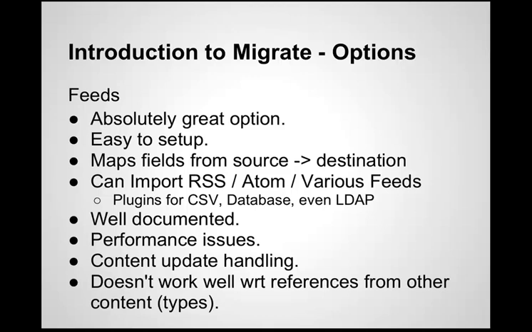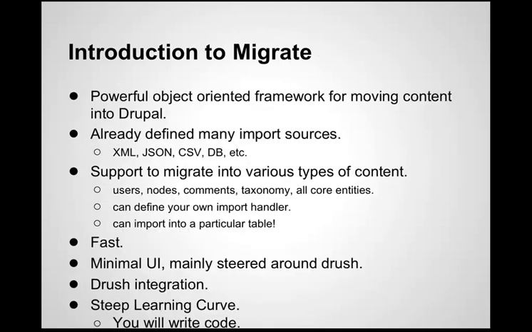So when you start getting into something more complex, where you have relationships between various pieces of content, that's when you can start looking at something like the Migrate module. You can even use it for simpler stuff, but for complex things, this is where it really shines. It's object-oriented to move all your content in, and there are many defined sources that you can import from, including XML, JSON, CSV, and the database. You could even import a file directory if you wanted to. It has such an option.